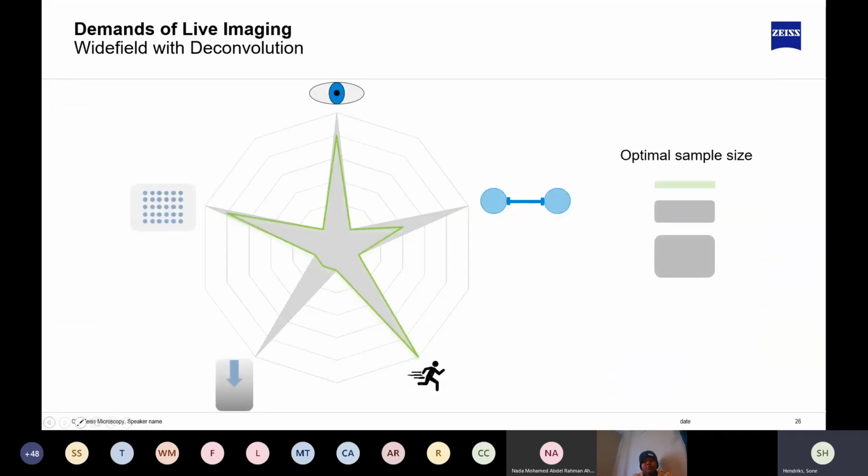If we look at wide field and deconvolution, we can then say that it is very sensitive because of the CCD camera. It can be high throughput. So if you have a motorized scanning stage, you can snap the information in a multi-well plate really quickly. It is very fast because you capture the whole field of view at the same time. And if you use deconvolution, you also increase the resolution. However, the optimal sample size should be very thin, and you're not going to go in very deep.